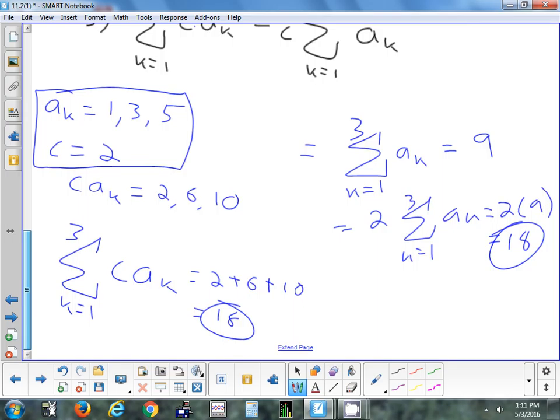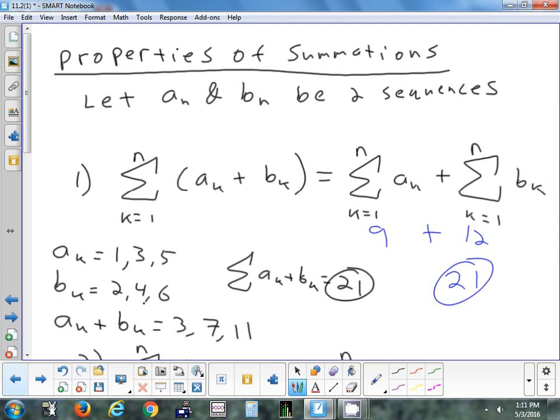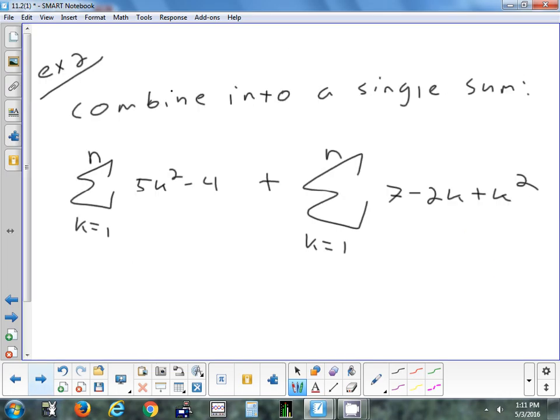All right, so now what we're going to try to do is use these 3 rules to either take 2 separate sums and combine them, and we'll do it the other way in a little bit: take a combined sum and split it. Notice whether you're combining or splitting, what happens to the index and the number on top? Stays the same. So if I want to write this as a single sum, where's my index going to start? 1. Yep, k equals 1.